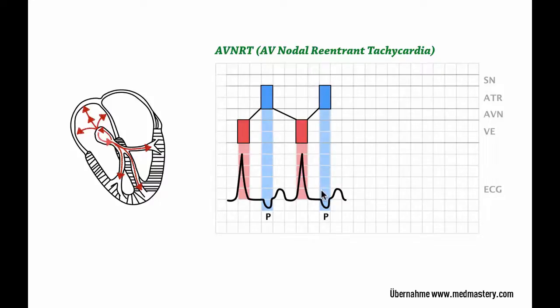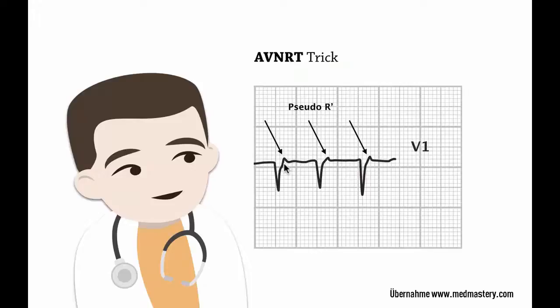Please note that the negative P wave in AV-nRT comes immediately after the QRS complex, which will be important later on when you learn to differentiate between AVRT and AV-nRT. Sometimes the retrograde P wave is so close to the QRS that it actually gets almost buried in the QRS. And here's a little trick for how you can differentiate it from the QRS.